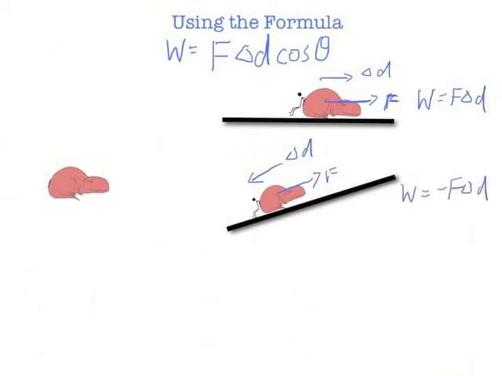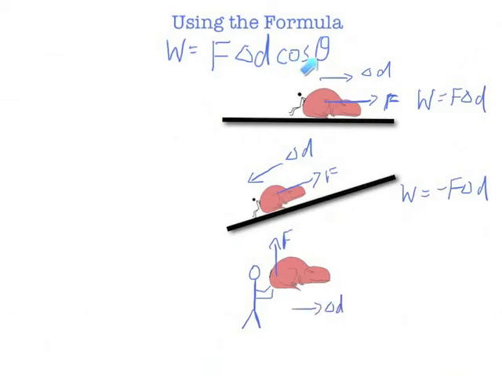What about a scenario like this? If a person is carrying a dinosaur and moving left and right, like that. So a person is applying a force in the upwards direction, but displacement is left and right. But since cosine of 90 degrees is 0, work isn't done at all.